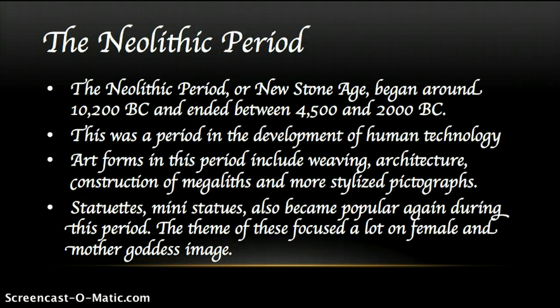Next up is the Neolithic period, or the New Stone Age. It began around 10,200 BC and ended between 4,500 and 2000 BC. This was a period in the development of human technology. Art forms in this period include weaving, architecture, construction of megaliths, and the more stylized pictographs. Statuettes, or mini statues, also became popular again during this time. The theme of these focused a lot on female and mother goddess image.